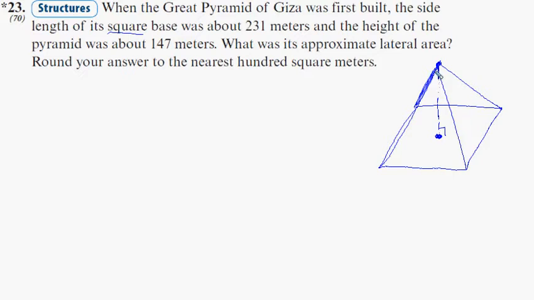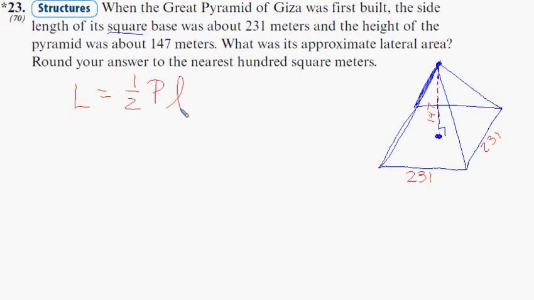All right, we know the height of the pyramid is about 147 meters. Okay, so that's this right here. 147 meters. All right, we know the sides of each of these is 231. 231, 231, so each of them is 231, okay? So what we're asked to do is find the lateral area. And if you check in your book, you'll see that the formula for the lateral area of a pyramid is 1/2 times the perimeter times the slant height, okay?